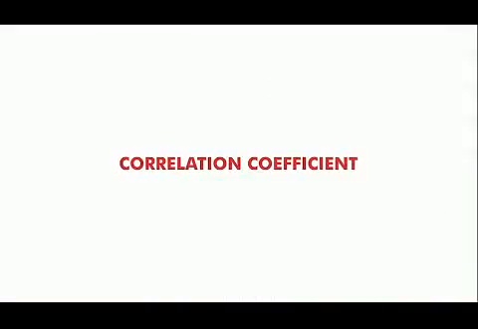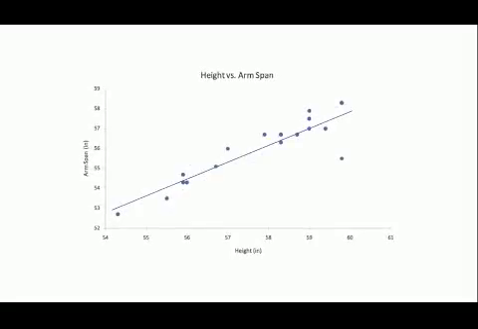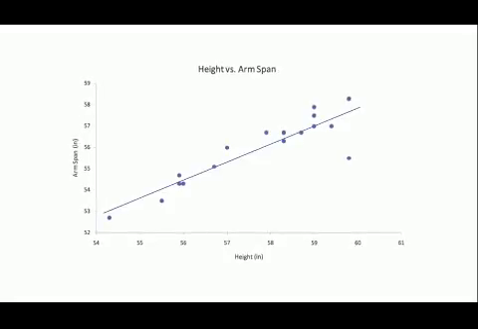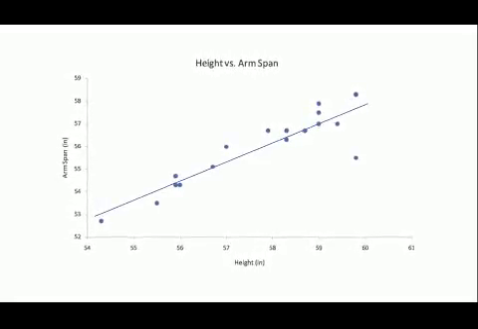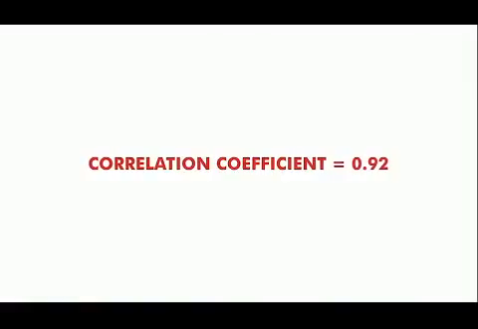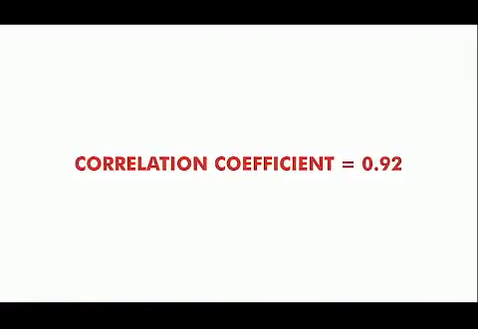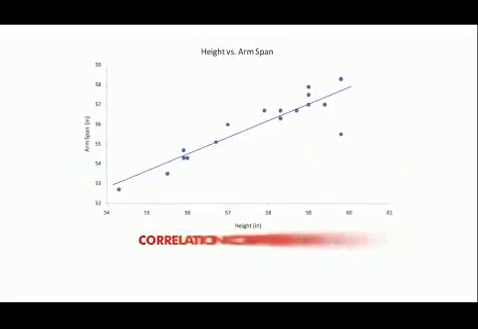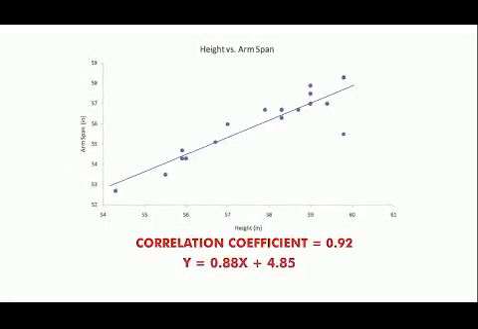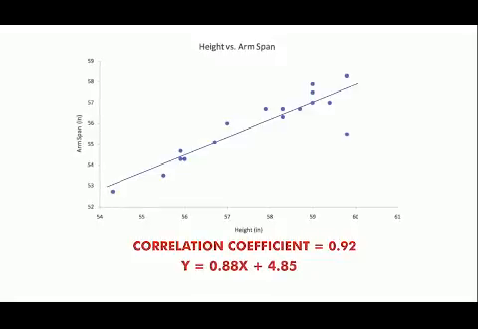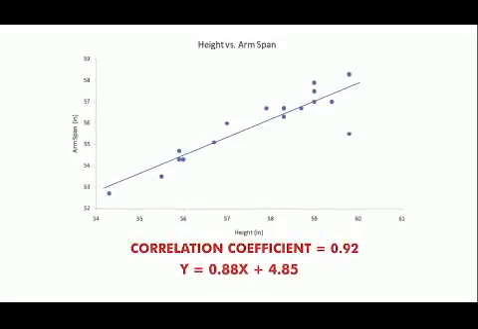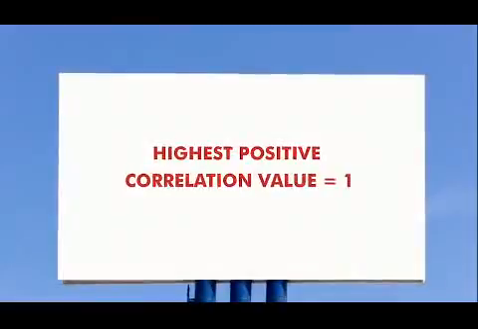The second helpful piece of analysis is the correlation coefficient. This number ranges between -1 and +1 and tells us how closely associated one variable is to the other and in what direction. This value can be calculated using a formula or a digital tool. The correlation coefficient of our data is approximately 0.92. The correlation coefficient of 0.92 means there is a strong positive association because it is very close to the highest positive correlation value of 1.